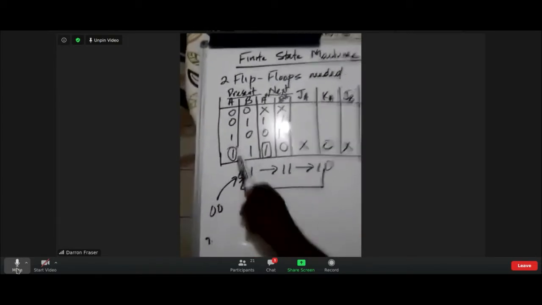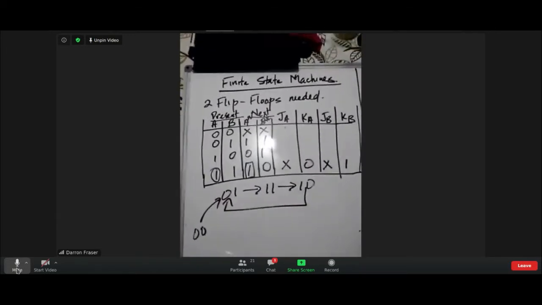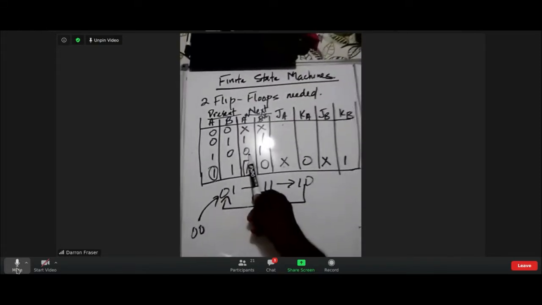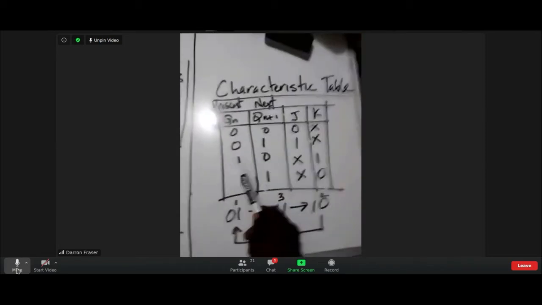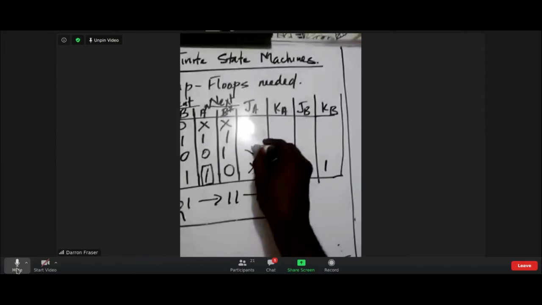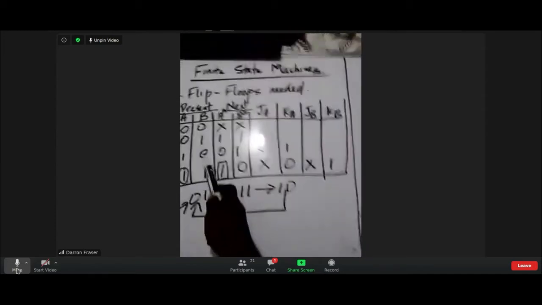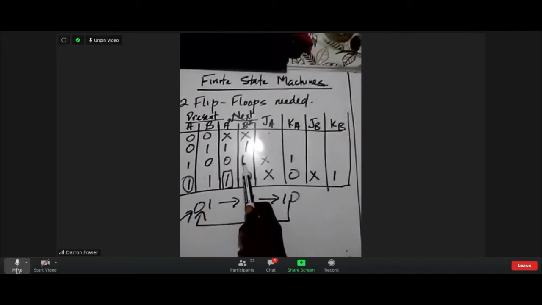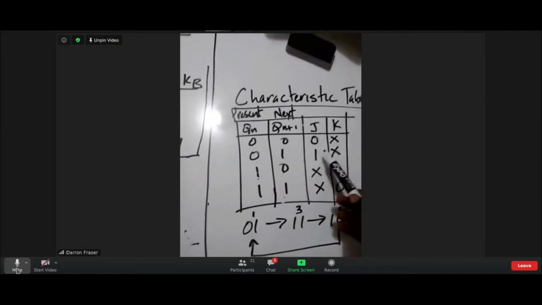So we are here. 1 to 0. So we want to know, A is 1 and the next state is 0. What are the values of J and K that we need? 1 to 0. So that will be down here 1. And then now 0 to 1. What do we need for that one? 1 for J, don't care for K.